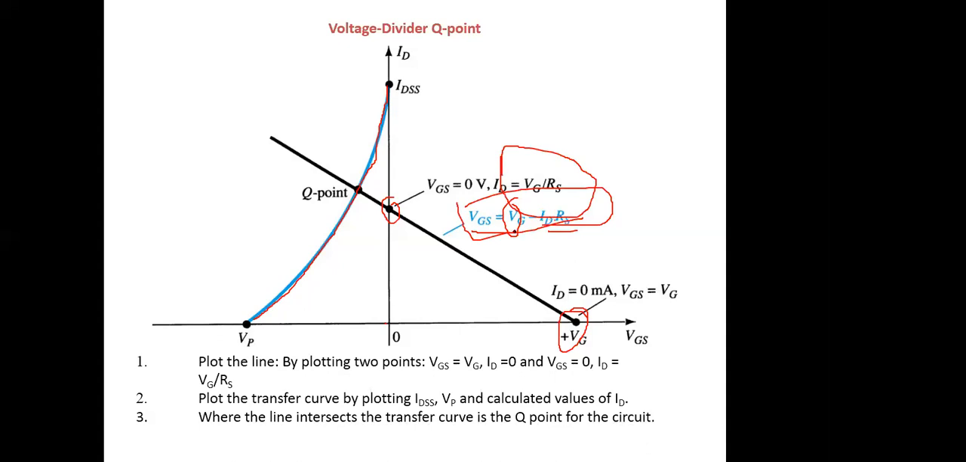In this equation, if we keep VGS equal to 0, what will you get? You will get ID is equal to VG by RS. So you mark that point, connect these two points, and extend that line. It will be intersecting at one point, which will be your Q point. So this is how you can find the operating point for the voltage divider graphically. Again, this will be used for amplification purposes.